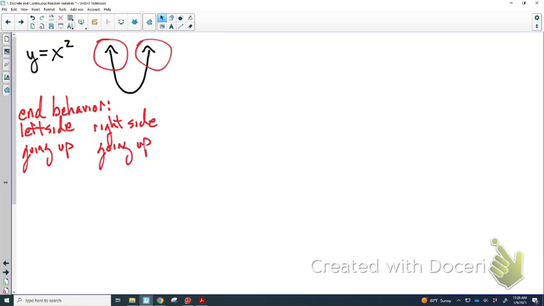Now there is a pattern that happens here with these different functions. For example, if I throw a negative on the front, then that thing's going to be going down, right? It's going to look like this. Let me fix that 2. Doesn't look like a 2. So this one, the answer would be left side going down, right side going down.